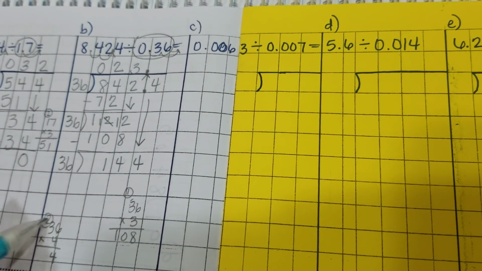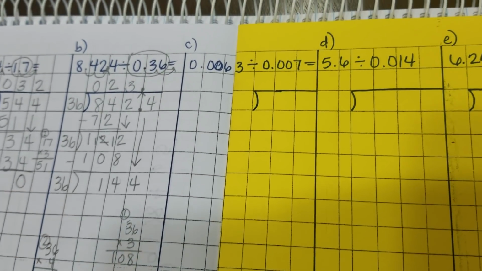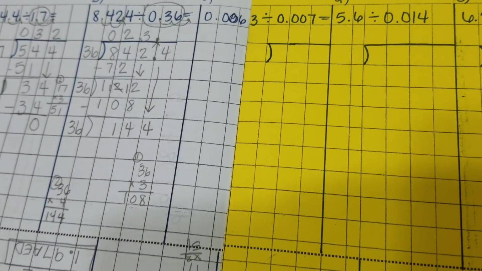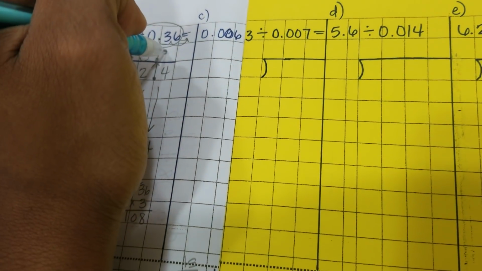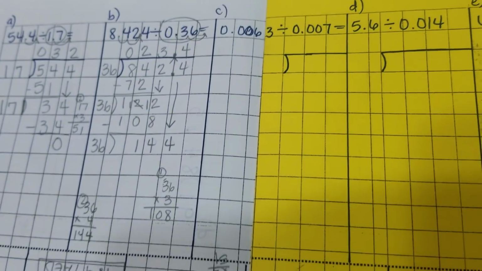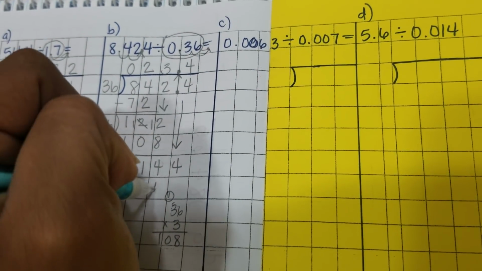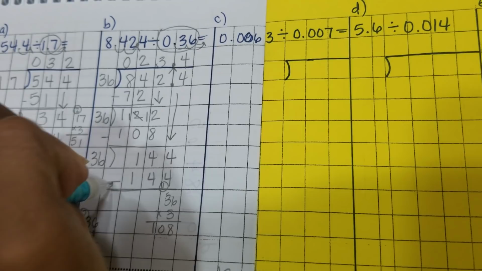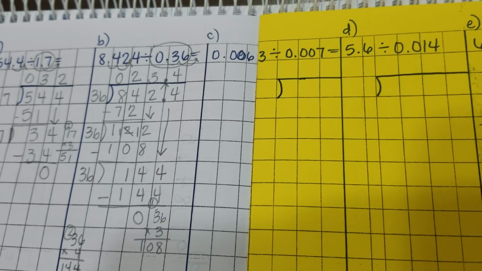4 times 3 is 12, plus 2 is 14. And we actually have 144. So we'll put our 4 up here. And 4 times 36 is 144. So subtract to get 0. And we are done.